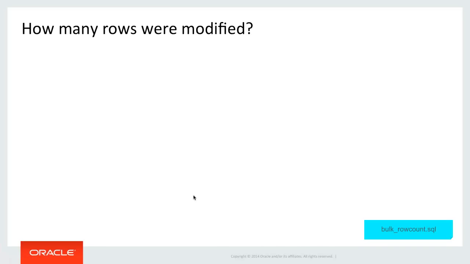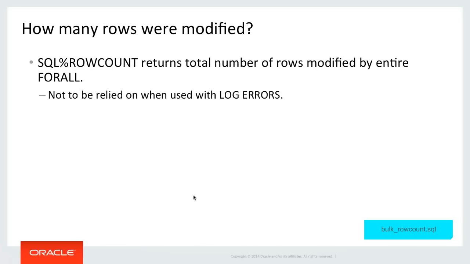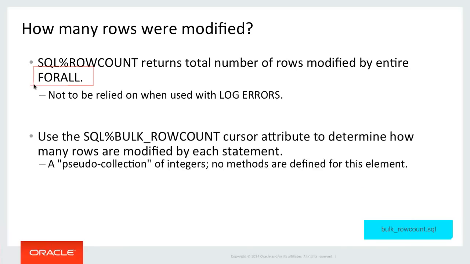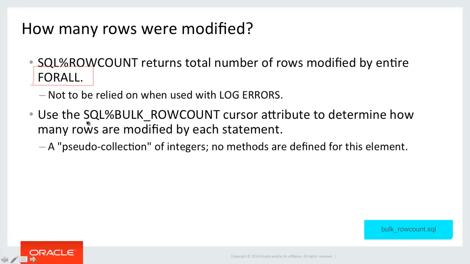So there are a lot of things we need to know when we're executing a DML statement, for example, how many rows were modified. Now, the SQL%ROWCOUNT implicit cursor will give us information about the number of rows modified by the entire DML statement, and what that means in this case is the entire FORALL statement. But you can also use SQL%BULK_ROWCOUNT, a pseudo collection generated by Oracle that will tell us how many rows were modified by each individual statement. Let's take a look.